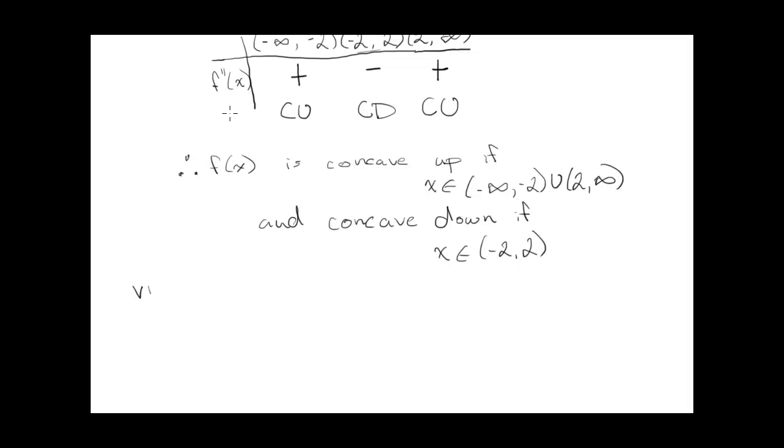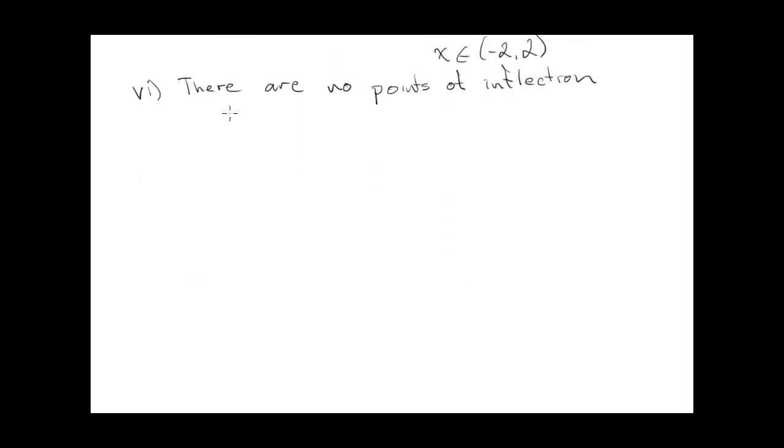And then the last one, points of inflection, we said there are no points of inflection. Now notice the graph does change from concave up to down and then back to up at minus 2 and 2, but those are not points of inflection because the function is actually undefined at these values, minus 2 and 2. Okay, and then the last step is to graph the function.